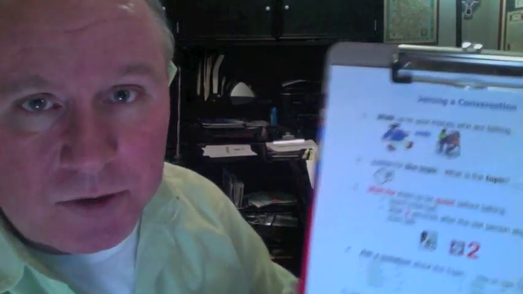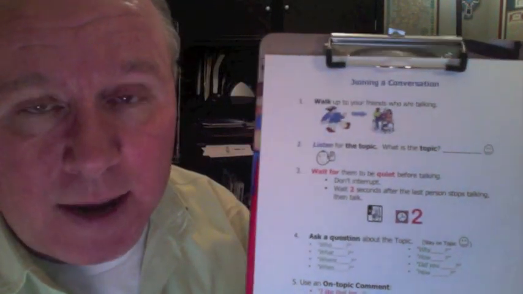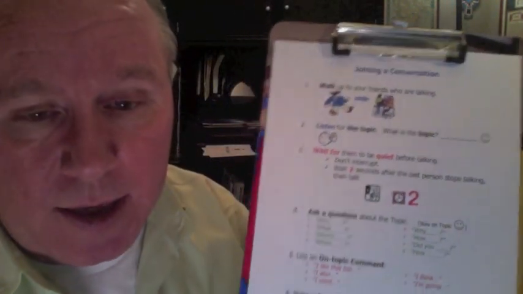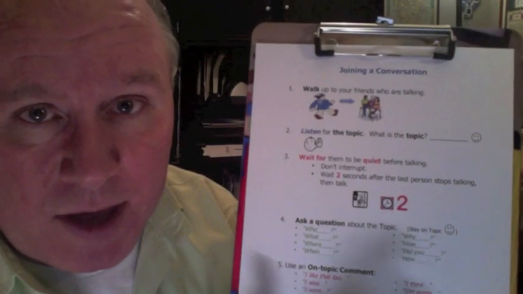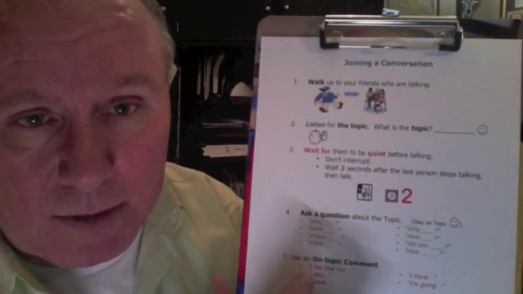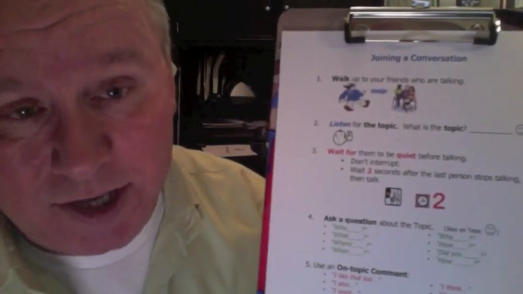Hi, we're ready to talk about joining a conversation. So, again, at this stage, we really are combining a number of skills that were taught separately. And in combining them together, we come up with an overriding, more complex skill like joining a conversation.